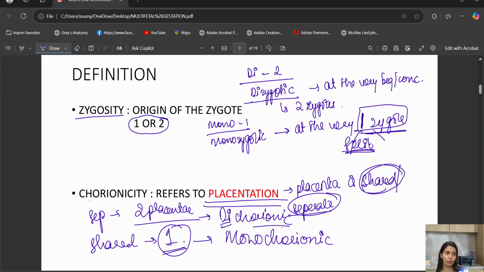Let's quickly revise. Zygosity means origin of zygote, which means at the very beginning, was there one zygote or two? If there was one zygote, we call it monozygotic. If there were two, we call it dizygotic. Then we say chorionicity. Chorionicity refers to placentation. Placentation essentially means whether the placenta is shared or common. If it is shared, then there's obviously going to be one placenta, which will make it monochorionic. Chorion means placenta, and dichorionic means there are two placentae.